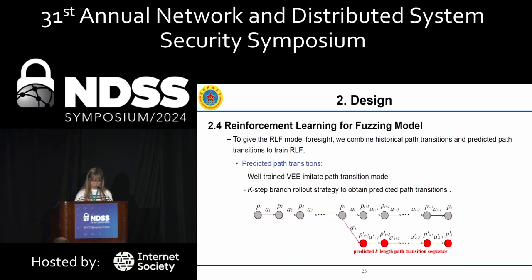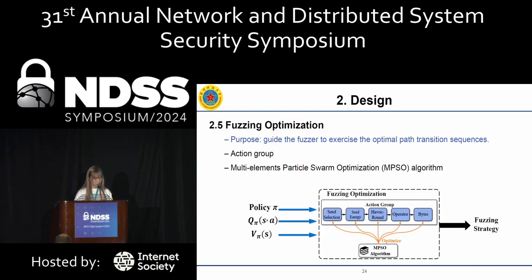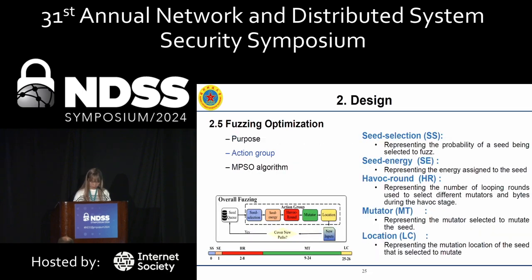Since the fuzzing will stay on a certain path and take actions to cause path transitions, the RLF model cannot obtain complete path transition sequences within several seconds. Therefore, the historic replay buffer would store historic path transitions in each fuzzing cycle and train the VE and RLF model in the next cycle. To combine historic and predicted path transitions to train the RLF model, we use virtual ensemble environments to imitate the path transition model and employ the K-step model rollout strategy to obtain predicted path transitions.